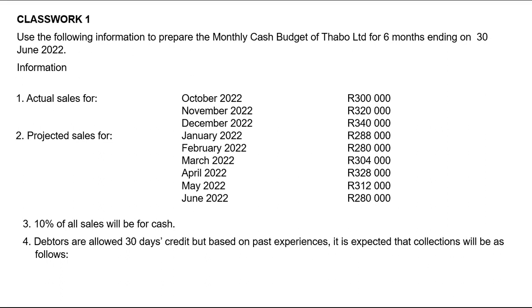Imela, let us do classwork one. We need to use the following information to prepare the monthly cash budget of Tower Limited for 6 months ending on 30 June 2022. And we've been given sales there.